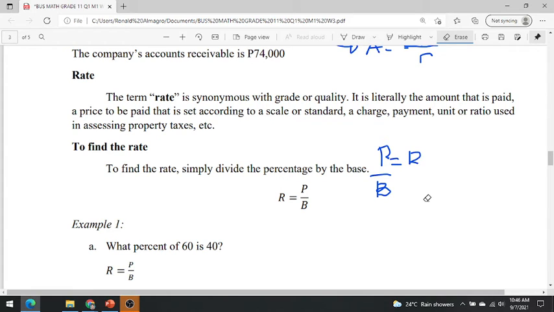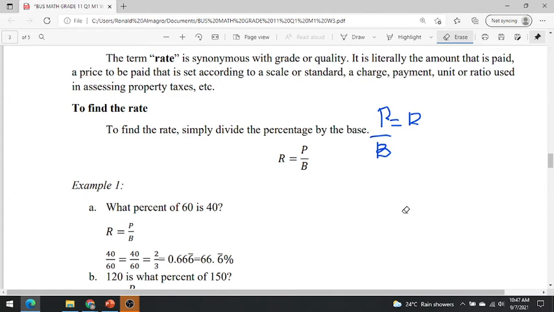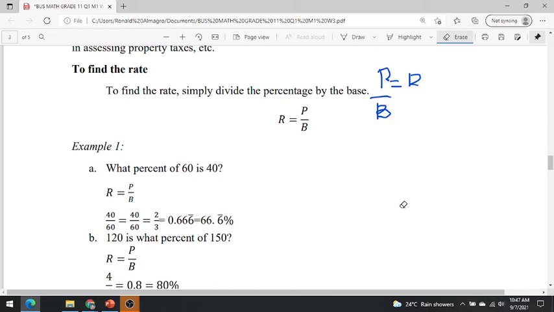Okay, so the term rate is a synonymous with grade or quality. So it is literally the amount that is paid. A price to be paid that is according to a scale or standard, charge payment, unit or ratio used in assessing the property taxes and etc. Okay, to find the rate, simply divide the percentage by the base. Ano lang? Okay, student, paki-memorize po kay basig mo surprise ko sa inyo ang oral, patay jud ang dili ka memorize. Okay, copy po.